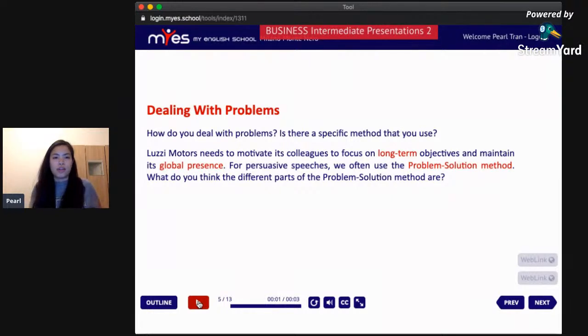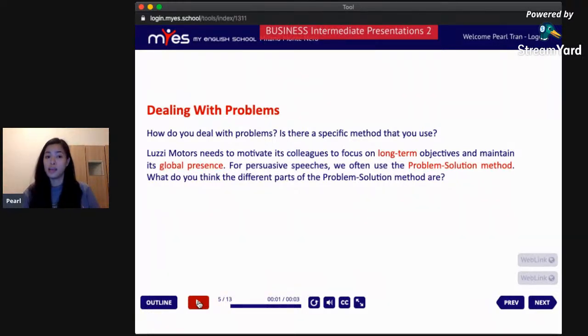So, Lucy Motors needs to motivate its colleagues to focus on long-term objectives and maintain its global presence. For persuasive speeches, we often use the problem solution method. What do you think the different parts of the problem solution method are? Good. So, persuasive speeches, we often use the problem solution method. So we want to persuade someone to do something.